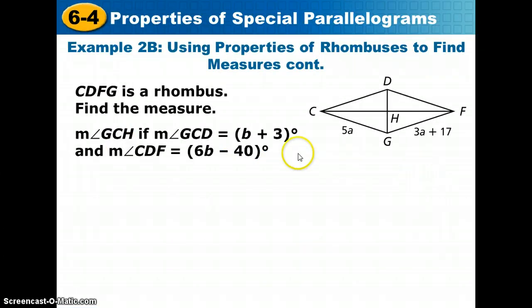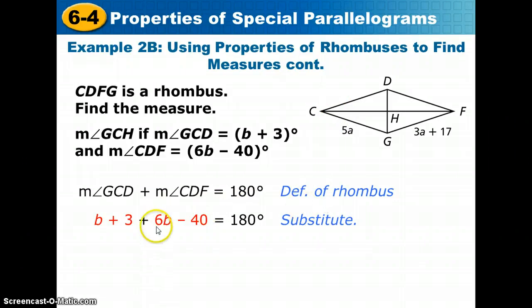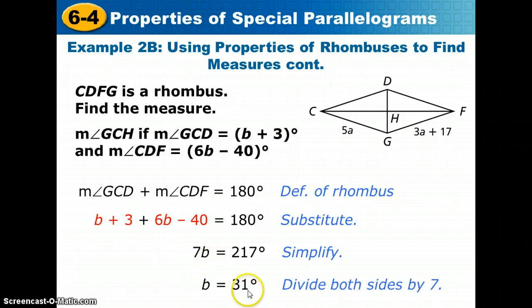All right, we need to now find the measure of angle GCH if the measure of GCD is b plus 3 and the measure of CDF is 6b minus 40. Now, because of our definition of a rhombus, GCD and CDF are corresponding angles of a parallelogram, so they must be supplementary. So we're going to substitute the values we have. If we solve this equation for b, divide both sides by 7, b is 31.